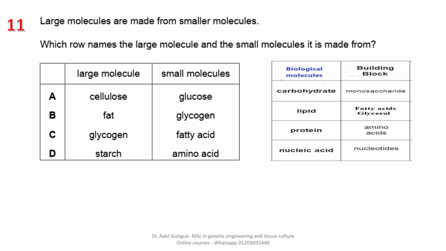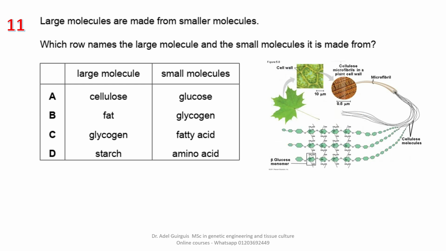What about cellulose? Cellulose is a large polymer. It is made from many repeated glucose units to form the cell wall of the plant. From where did the plant obtain this glucose? The plant can synthesize glucose by photosynthesis. So letter A is the correct answer.